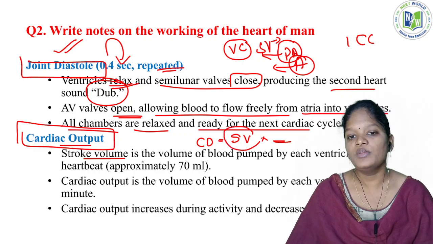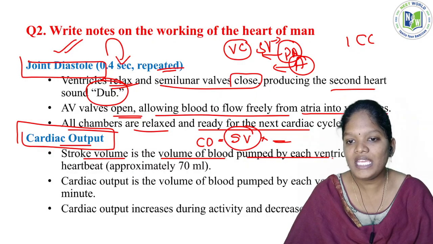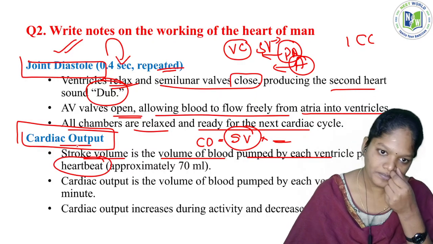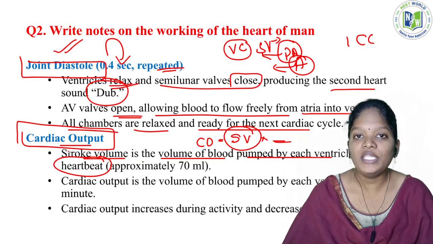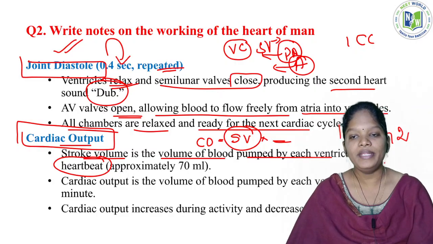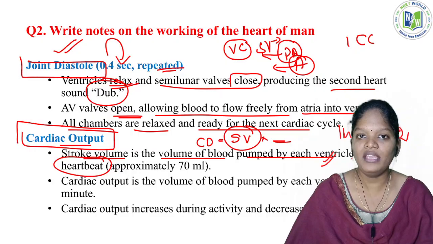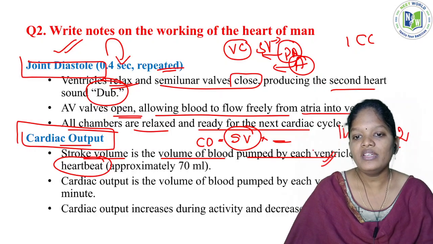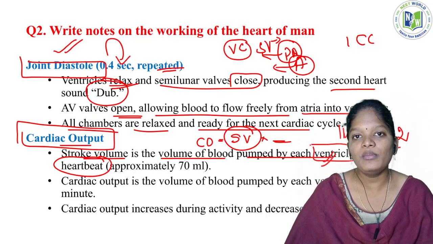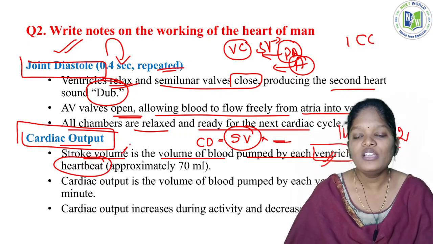So what is meant by stroke volume? Stroke volume is the volume of blood pumped by each ventricle per heartbeat. We have 72 beats per minute. Per beat, the ventricle is pumping blood. So whenever blood is pumped by each ventricle per heartbeat, that is called the stroke volume.